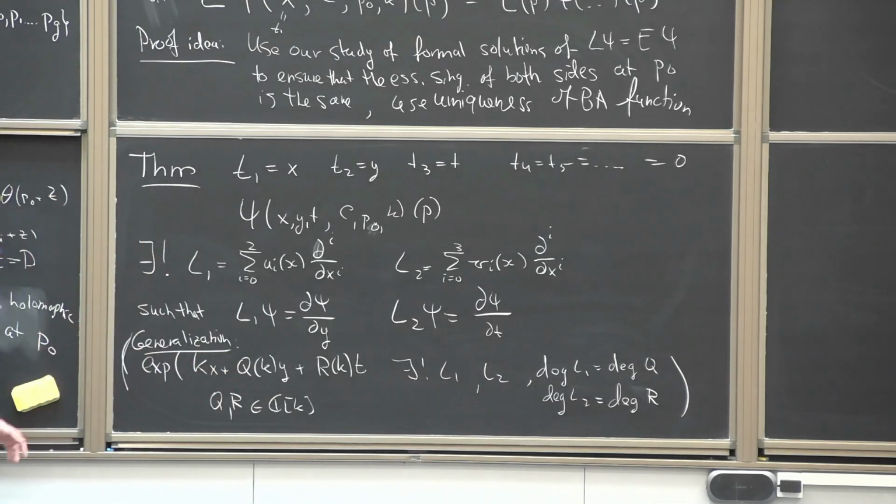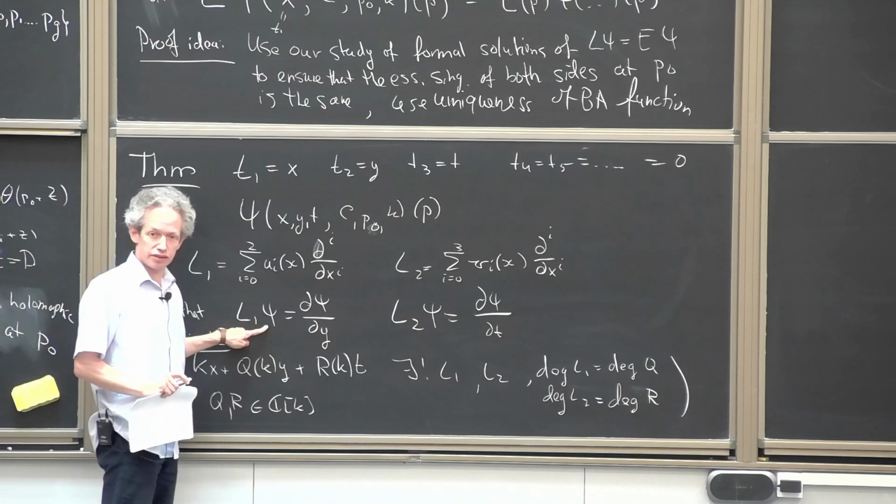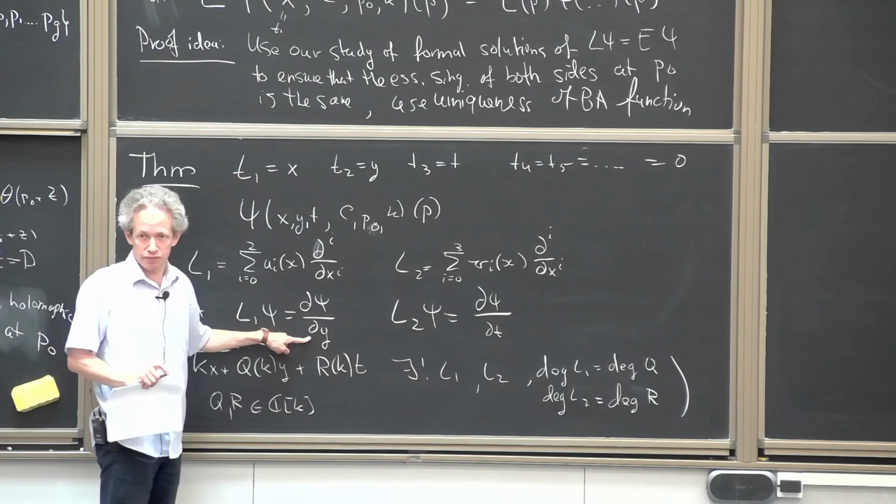So how do you prove this? Well, the same way, right? The proof is again the same. It's a formal computation. This gadget has an essential singularity at P naught. This gadget also had an essential singularity at P naught, right?